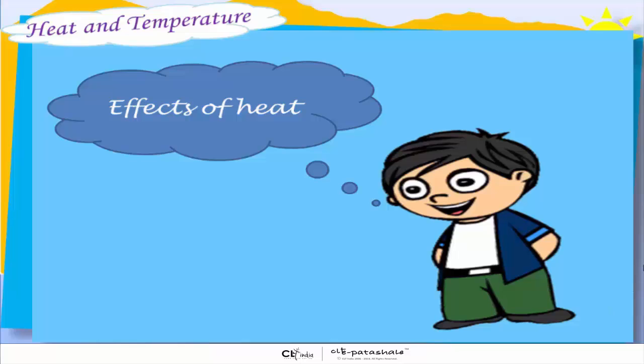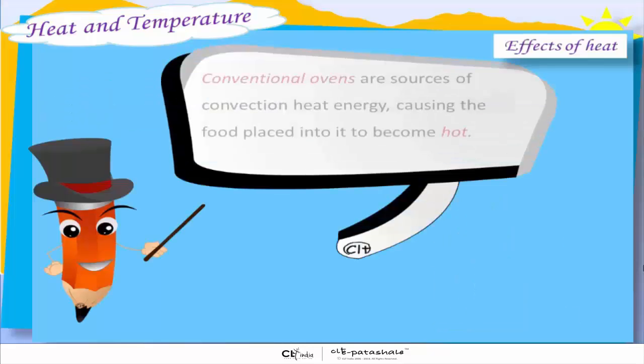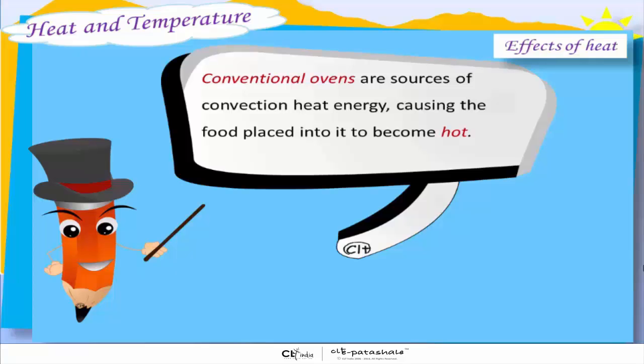Effects of heat. Conventional ovens are sources of convection heat energy, causing the food placed into it to become hot.